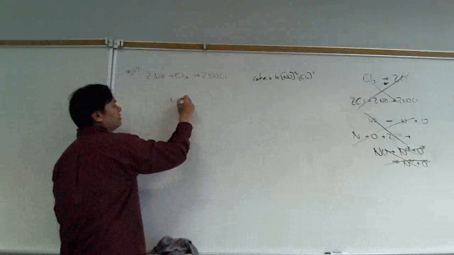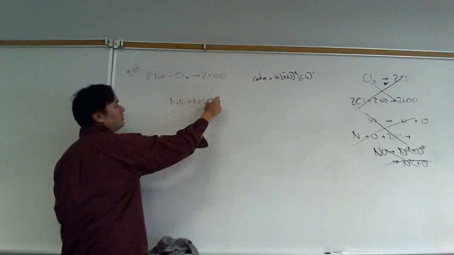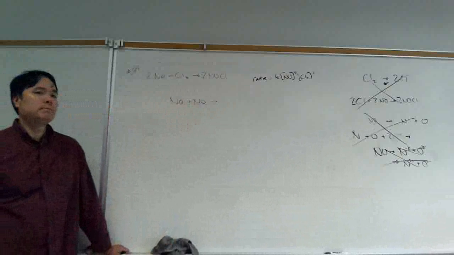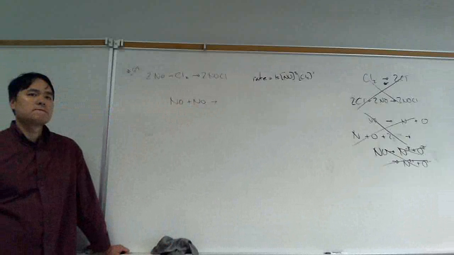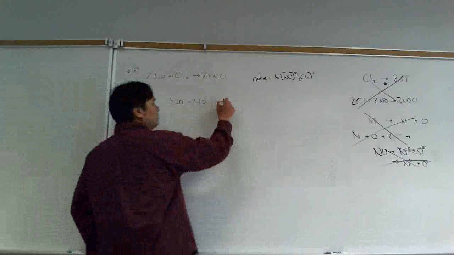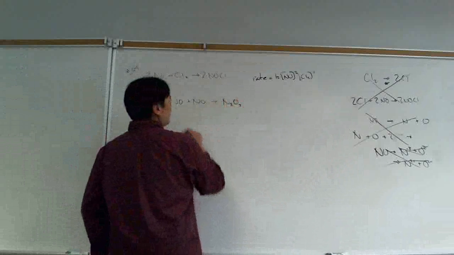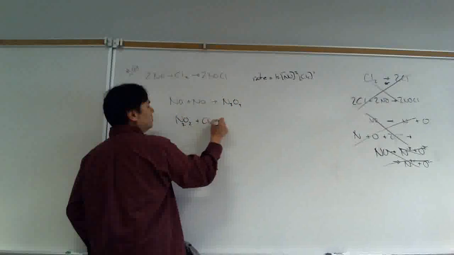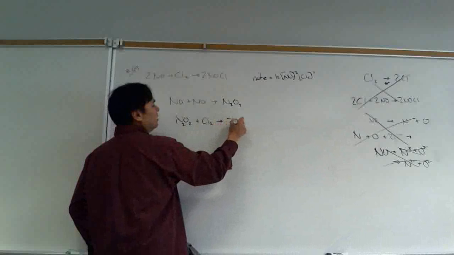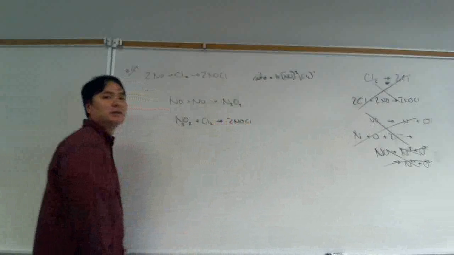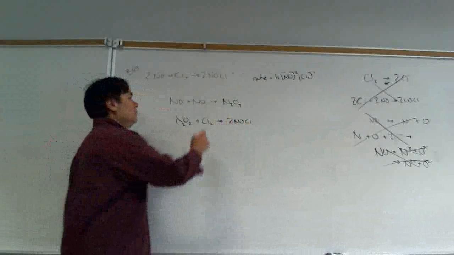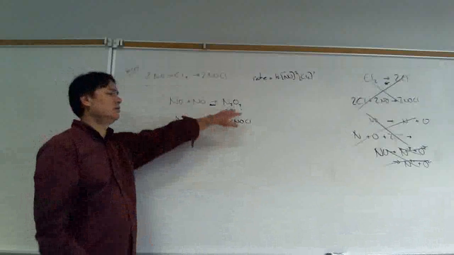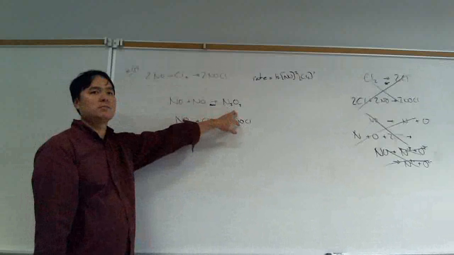So one thing you could do is collide two NOs. There's no problem with that. That's the first step. What would this form? It could form N2O2, and then the N2O2 can collide with Cl2 to form 2 NOCl. Does this look reasonable? I think it looks reasonable because N2O2 actually exists. It's a compound.